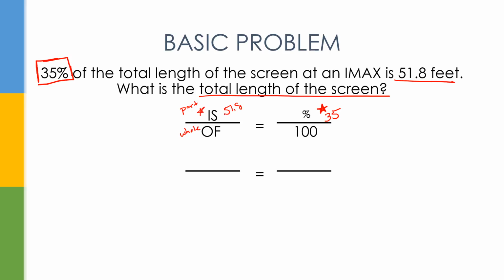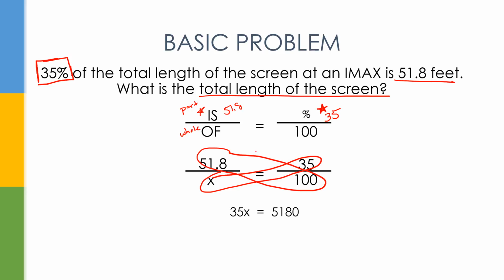So when we plug that in, we've got 51.8 over some unknown number. We don't know the whole length of the screen yet. We know that it's 35% over that whole then. So you simply use your cross product rule. So x times 35, and then 51.8 times 100. And we get 35x equals 5180. Divide by 35 on both sides, and we get x equals 148.